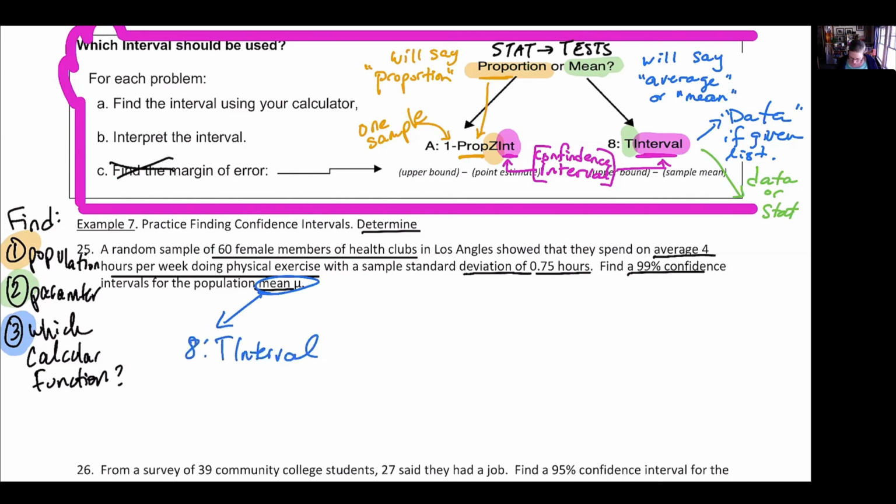The population: is it the female members of the health club or is it doing the physical exercise? Well, here's a clue. Right here, 60 female members of the health club. That's why we have those 60 female members. We chose those 60 because they come from our population. The sample comes from the population. So the population is not the 60 though, just the female members of the health club. That's who we're interested in. And what is it we want to know about those female members? Well, we want to know how many hours per week they are doing physical exercise.